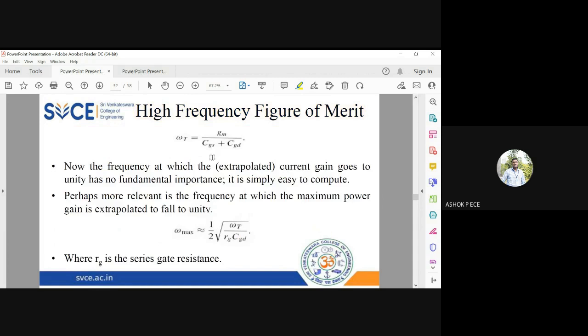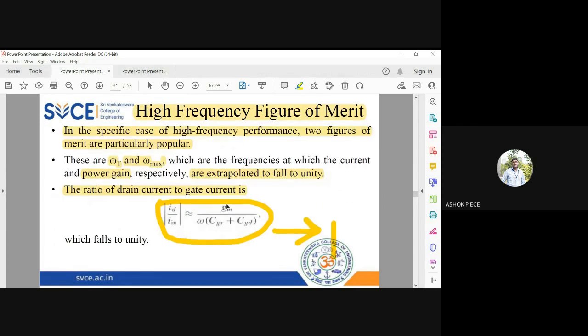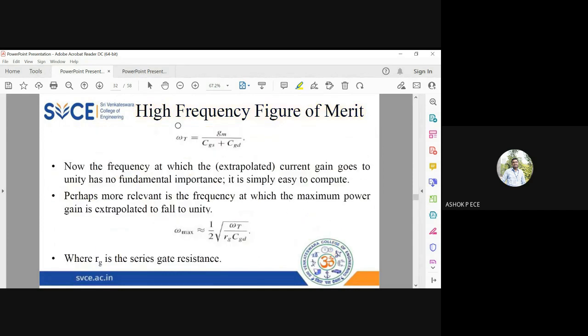That is what we are doing. So when you equate this current ratio to 1, Gm by omega T into (CGS plus CGD) equal to 1, you get omega T equal to Gm by (CGS plus CGD). So this is the frequency at which the current gain is going to be unity. You see, it depends on the transconductance of the MOSFET and the capacitances CGS and CGD.